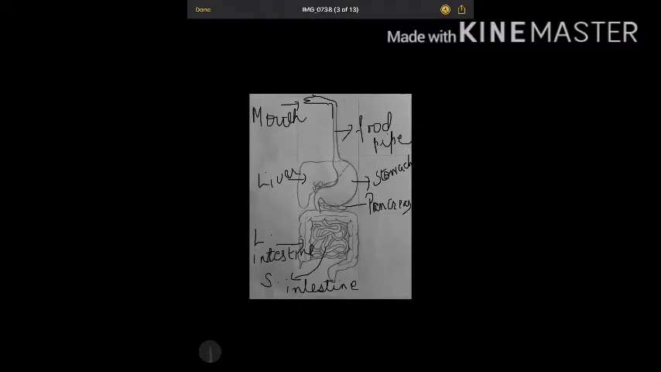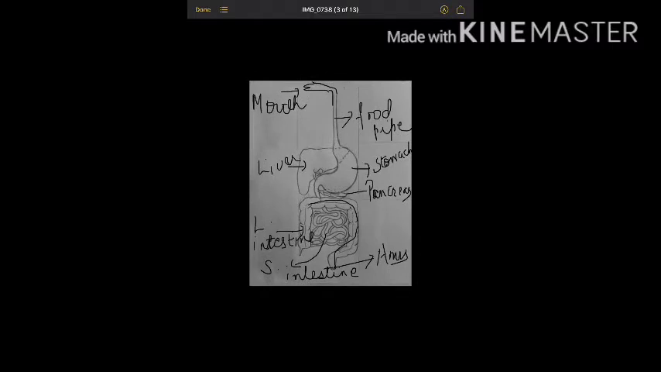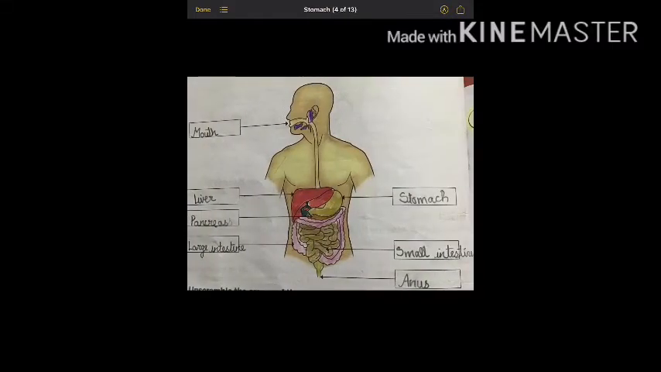Okay, and after the large intestine, food goes from here and through the anus it is moved out of our body. This is the anus. So this way you can practice the diagram and the labeling here, make such a diagram and practice and label it like this.